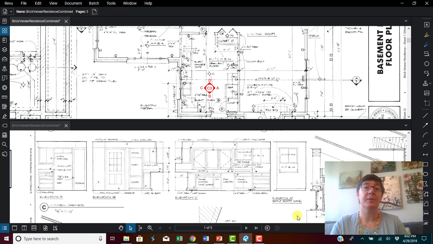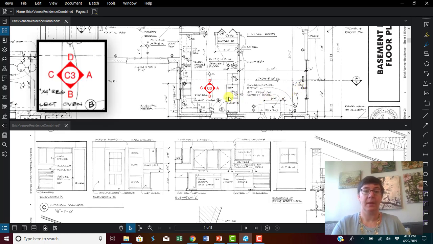So here I've used a split screen to show you drawing C on sheet 3. This is the kitchen cabinets, interior elevation. And also to show you the floor plan on sheet 1. So that's up here. Take a look. This is the kitchen right here. What I've done is placed an interior elevation symbol in the middle of the kitchen plan.